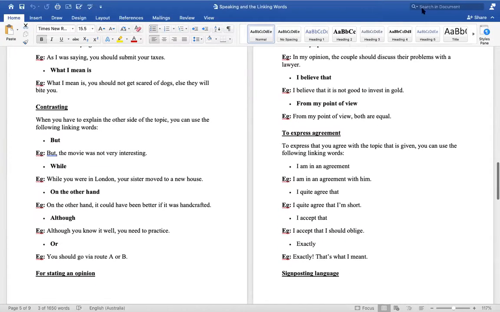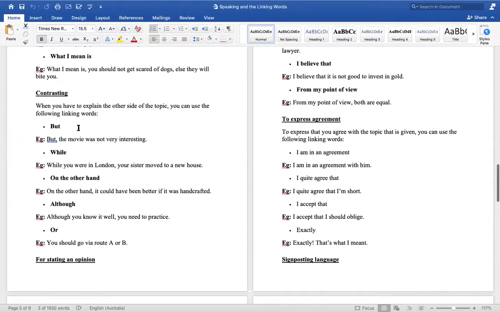So while you're expressing contrasting ideas, where did Ramanpreet go? Oh, she's here. So while you're expressing your contrasting ideas, you would say but, while, on the one hand, on the other hand, although, okay? Pay extra attention to this, although.